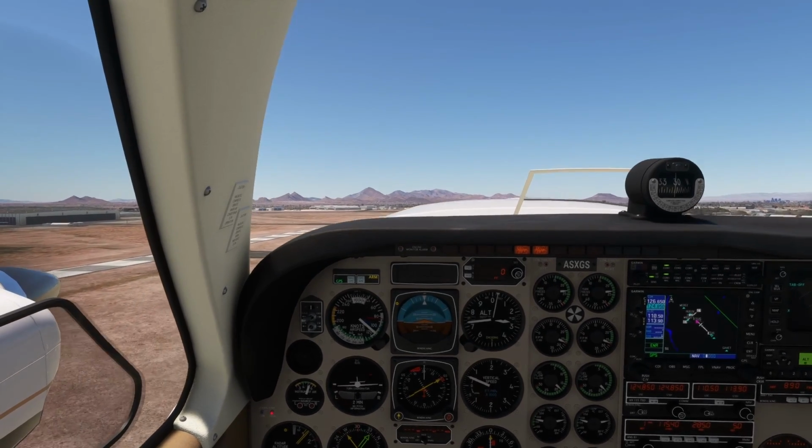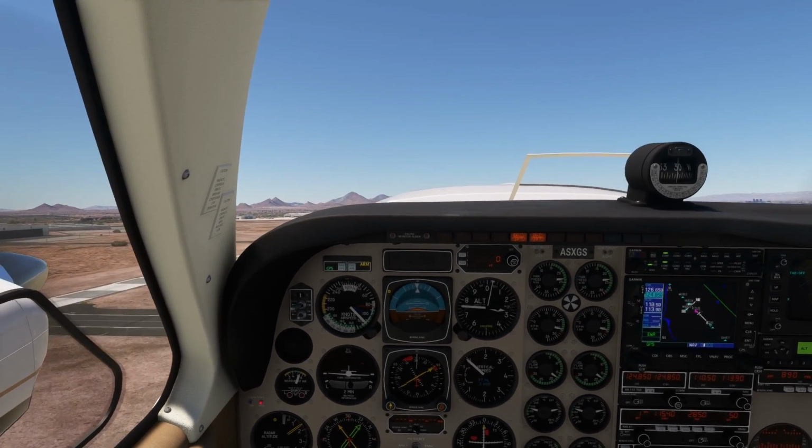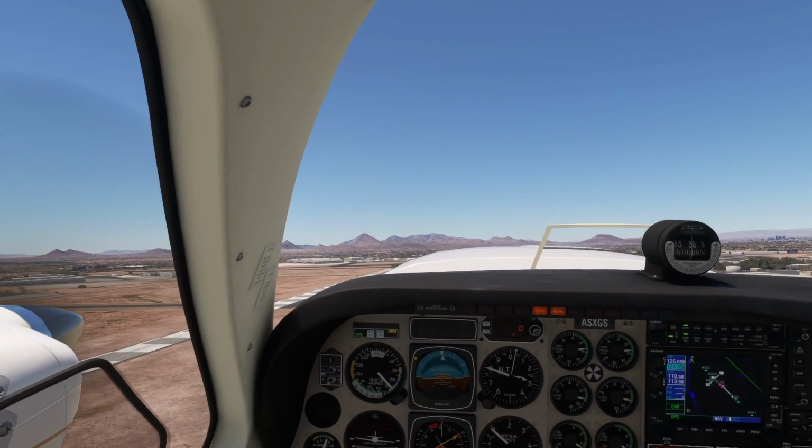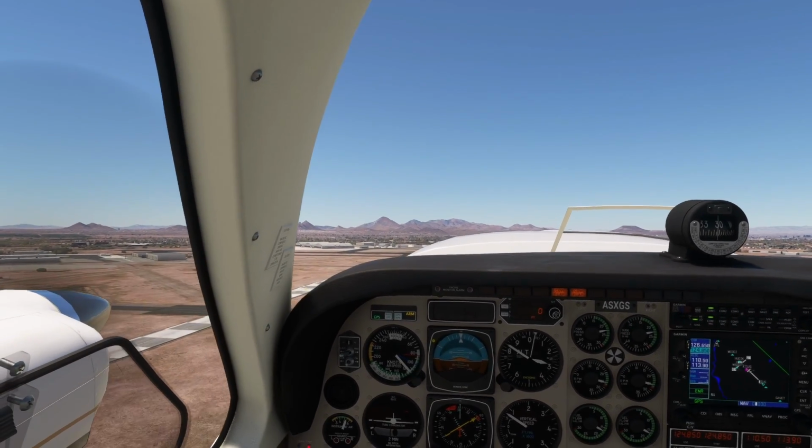All right, so like I said, the idea here is to get a baseline. This is default Microsoft Flight Simulator. ActiveSky is not even running at the moment in any way, shape, or form.